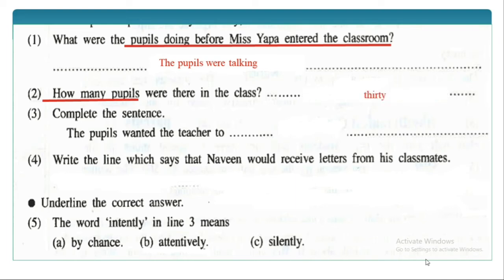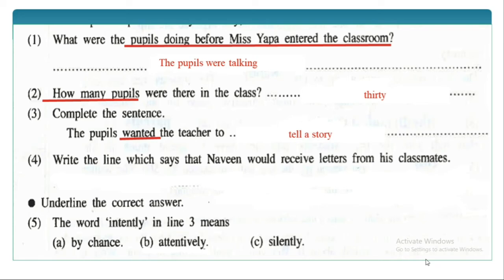30. Third one, complete the sentence. The pupils wanted the teacher to. Wanted. What was the request from the students? The pupils wanted the teacher to tell a story.